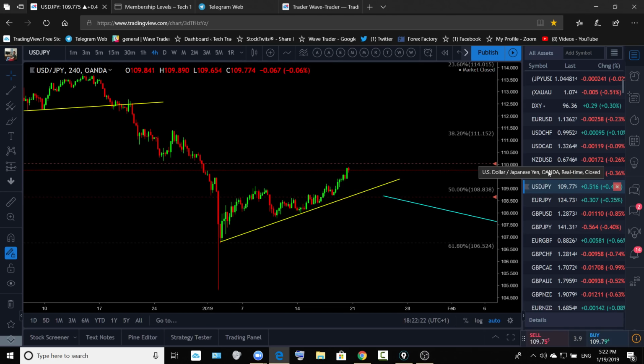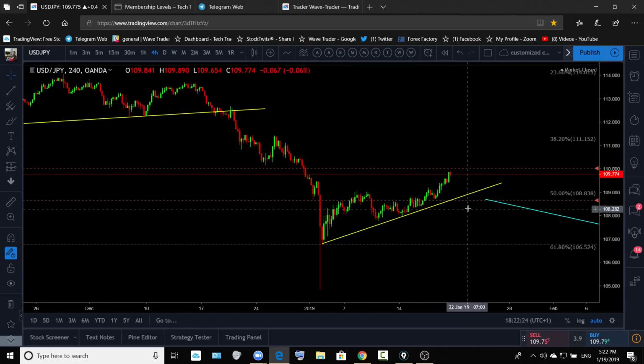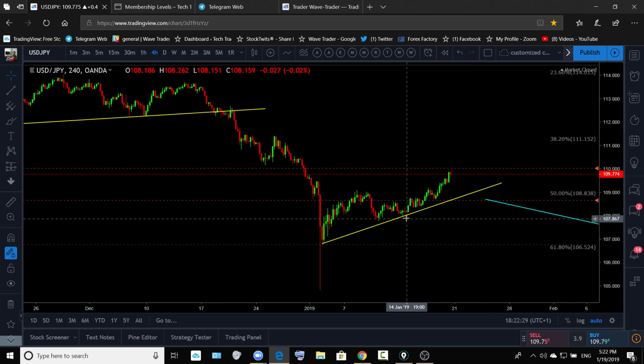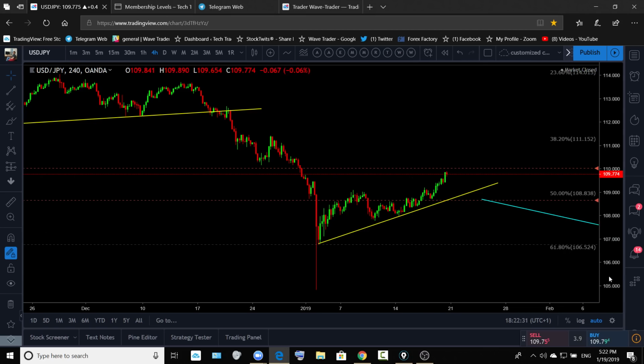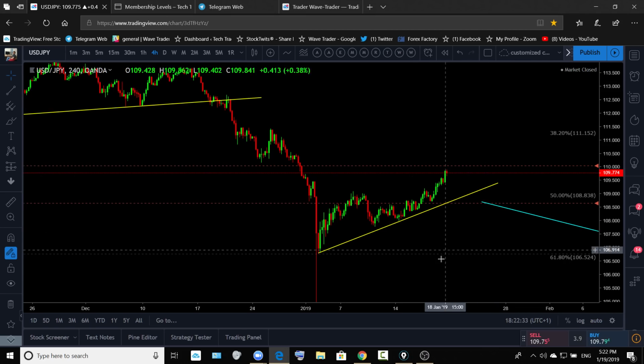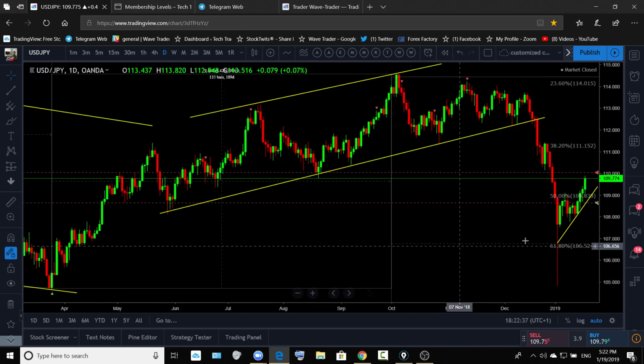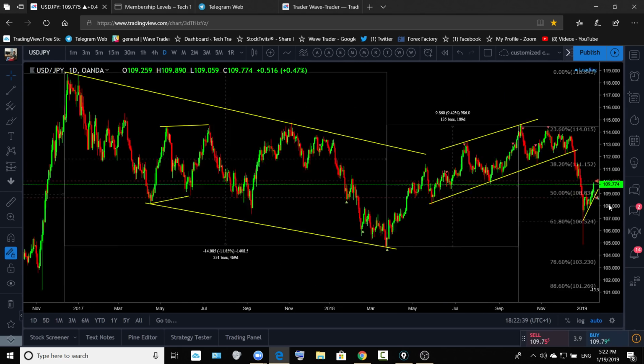And dollar yen finally went up for one more up move. That one more up move was possible, and I even showed you that last week. But we are again bearish on the dollar yen. Dollar yen slightly went up, but for longer term we are still bullish on the dollar yen.